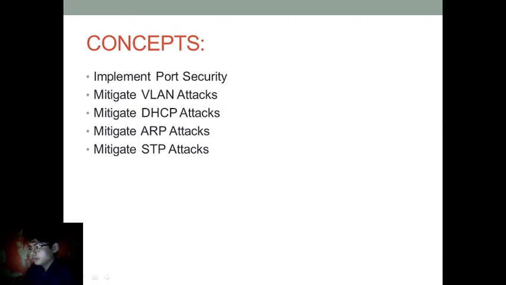Then PortFast immediately brings an interface configured as an access or trunk port to the forwarding state from the blocking state, bypassing the listening and learning states. And the BPDU guard immediately error disables the port that receives a BPDU.